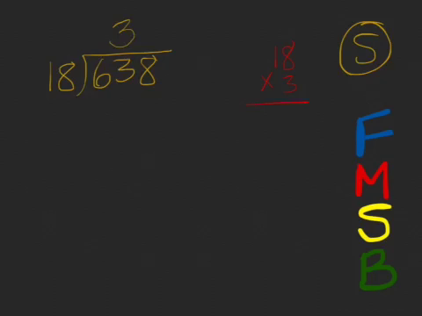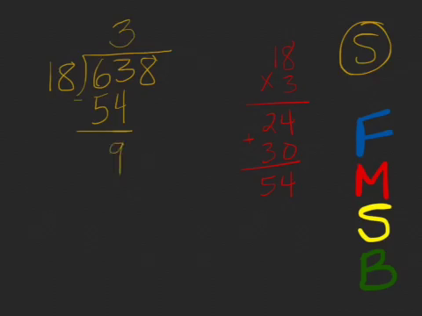Well, 3 times 8 is 24, and 3 times 10 is 30. Add those partial products together and get 54. Excellent. I can write that over in my problem. It is less than 63. And now I'm moving on to subtract. Subtract 54 from 63, and we get 9.